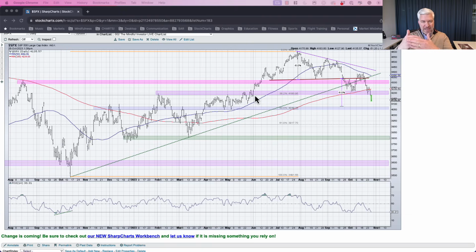Anytime you test a level, the more you test it, arguably, the more you validate the importance of that level, the more the market is telling you this is an important level, and when we finally do break it, it's meaningful. And so that's why that breakout, the end of May, early June, was really something to pay attention to.